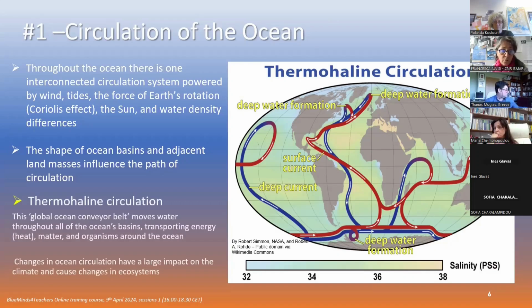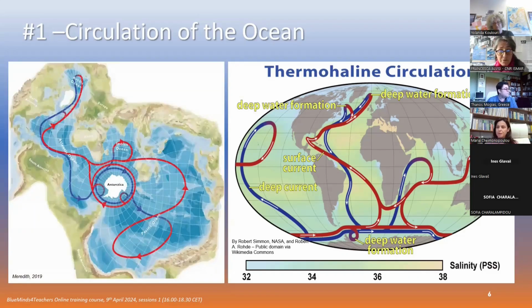So the global ocean conveyor belt moves water throughout all the ocean's basins, transporting energy and matter and organisms, of course, around the ocean. And the changes in ocean circulation may have a large impact on the climate and cause changes in ecosystems. So again, I prefer to show you the conveyor belt in the Spilhaus projection, because it is more, let's say, evident how they are connected. And in red, you can find the surface current. In blue, you can find the deep water formation and deep currents.